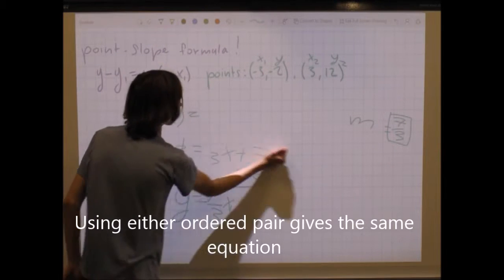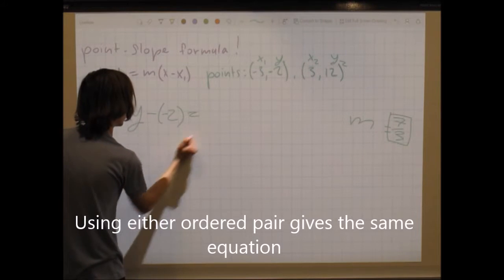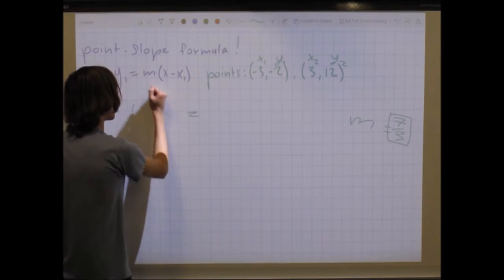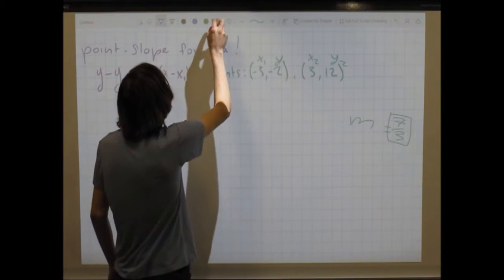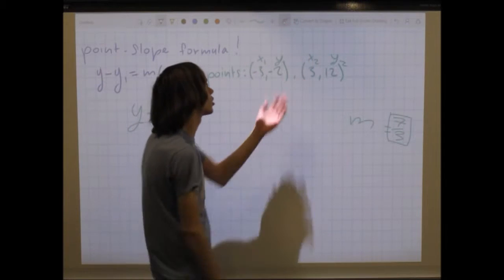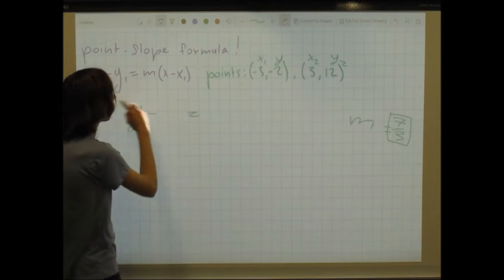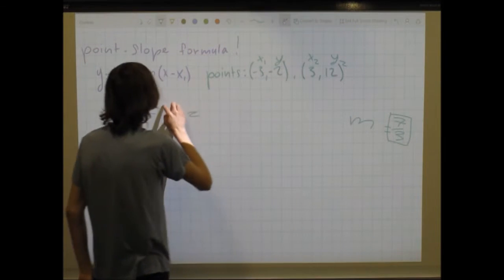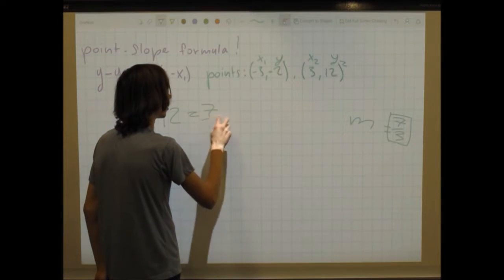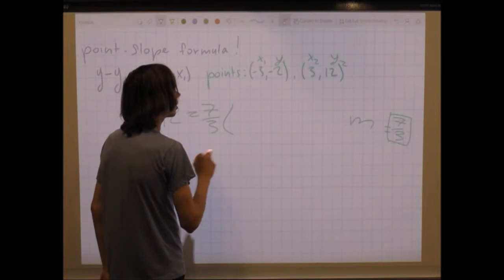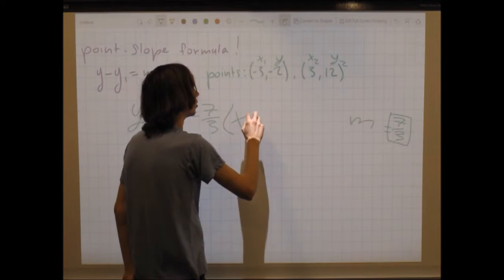So really quick, if I can erase all of this. So we're gonna use this point now. I know it says x2, y2, but we're just gonna pretend we're using those as our x1 and our y1 for the point slope formula. So we're gonna have y minus y1, so minus the y value, which is 12. So y minus 12 equals m, which is 7/3, right? Times x minus x1. Remember we're using this point now, so we'll do x minus 3.